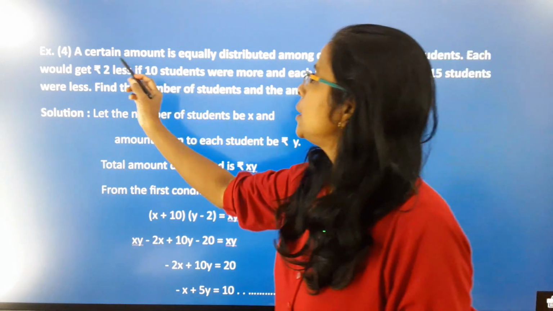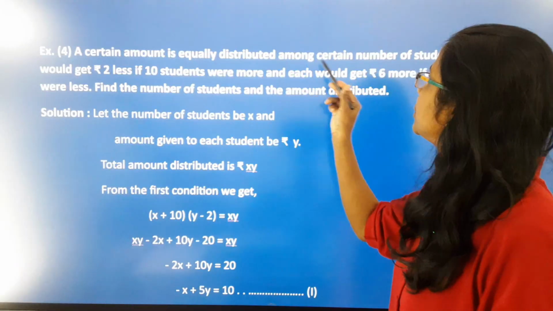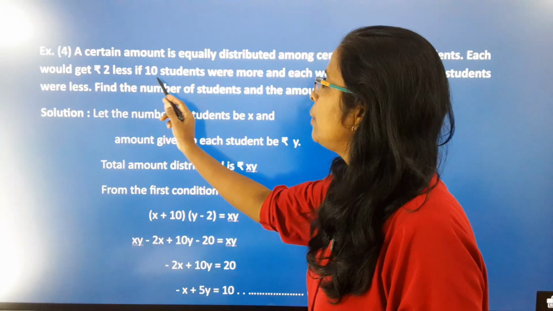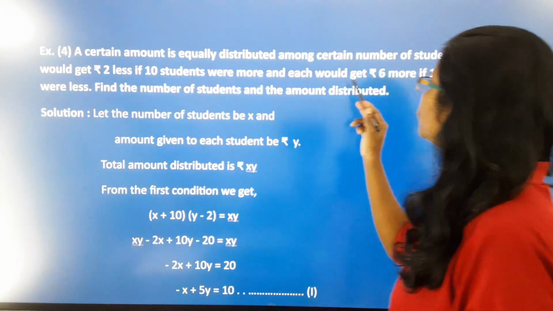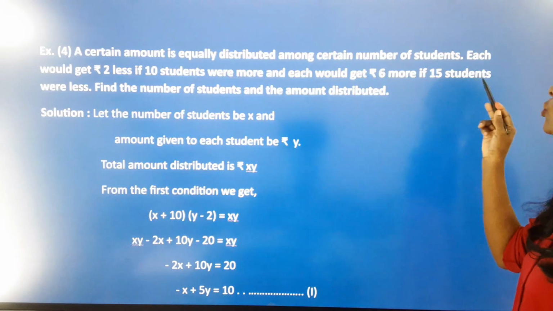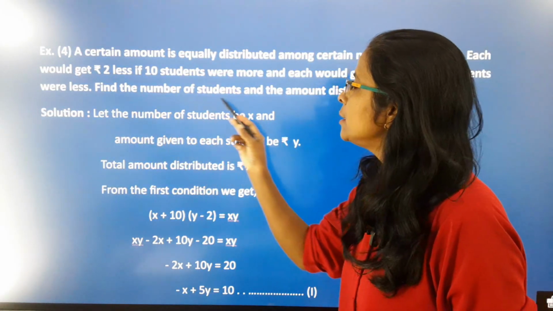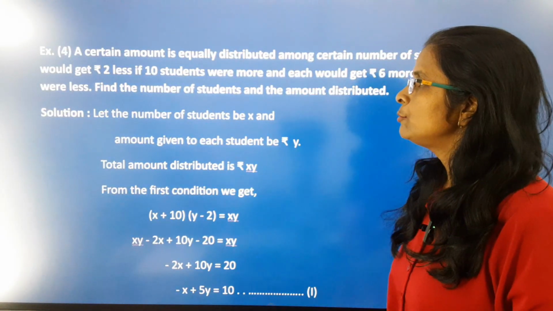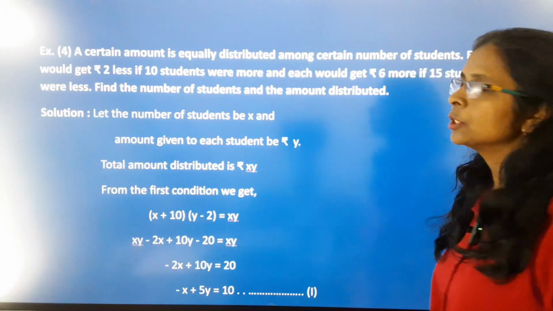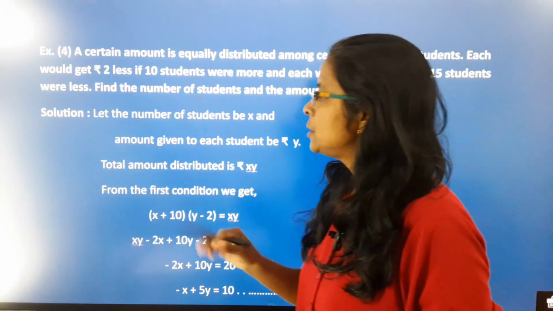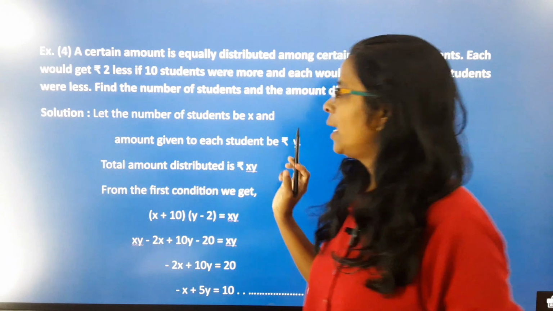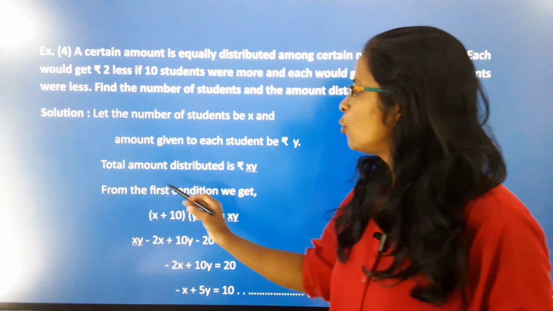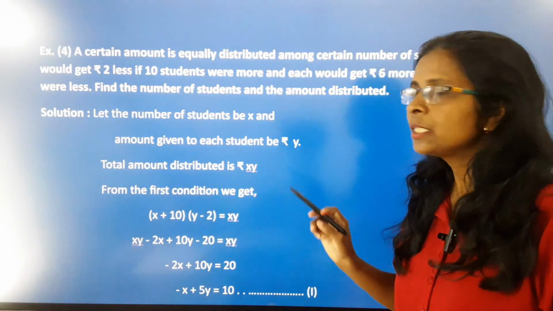Example: a certain amount is equally distributed among a certain number of students. Each would get rupees 2 less if 10 students were more, and each would get rupees 6 more if 15 students were less. Find the number of students and the amount distributed. So now here we have to find out the number of students and the amount. Let us consider that the number of students be x and the amount given to each student be rupees y. So now here the total distributed is rupees xy.